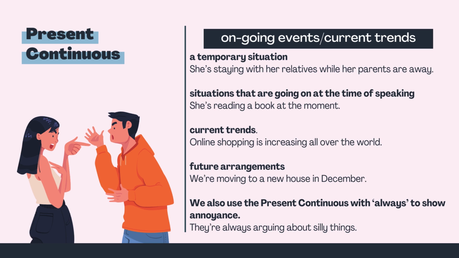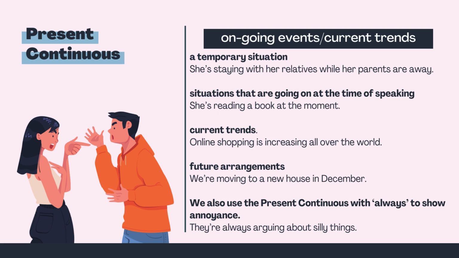The present continuous is used to describe ongoing events, current trends. If you need to describe a temporary situation, the present continuous should be used. She's staying with her relatives while her parents are away. This part of the sentence, while her parents are away, helps us understand that the situation is temporary and therefore the present continuous is used.